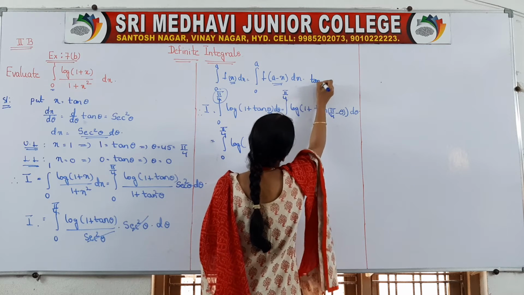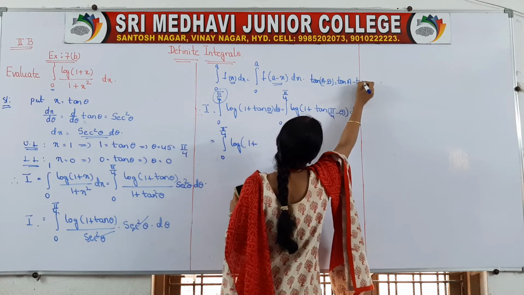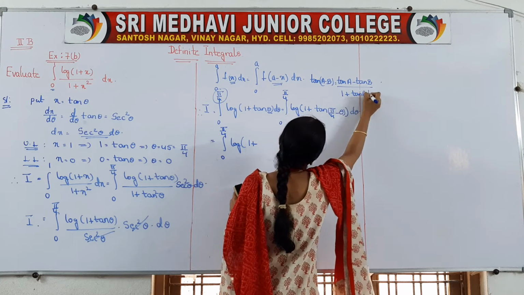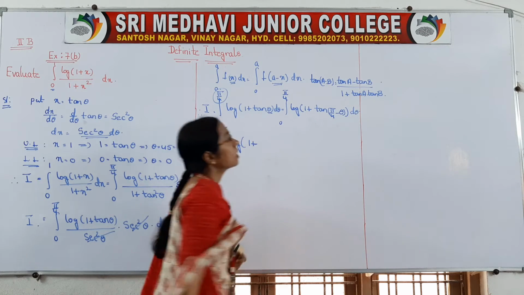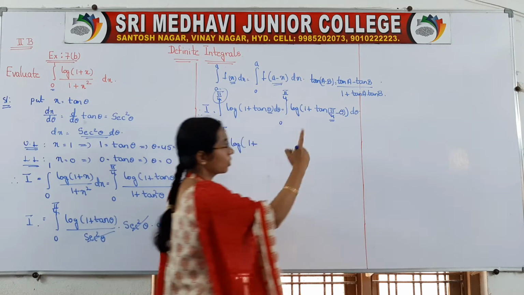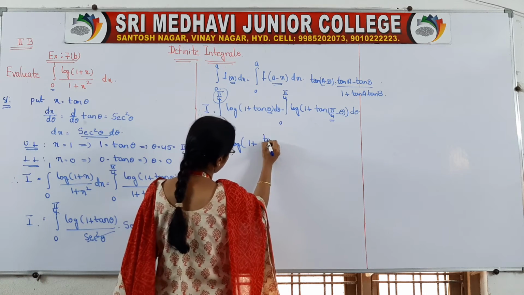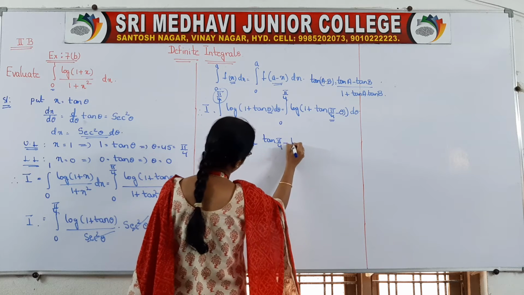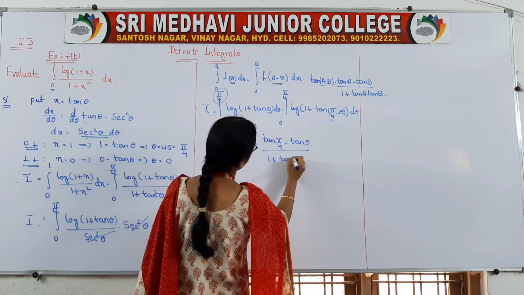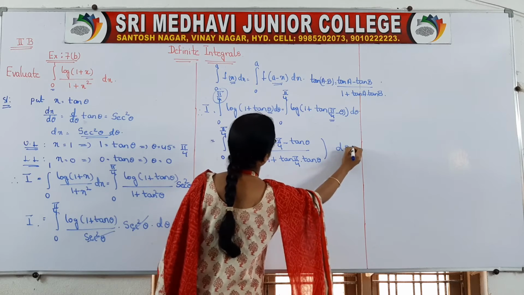So tan of a minus b is equal to, the formula is (tan a minus tan b) by (1 plus tan a into tan b). That formula we have to apply here. In a place you have pi by 4 and in b place you have theta. So we can write that as (tan of pi by 4 minus tan of theta) by (1 plus tan of pi by 4 into tan theta), into d theta.